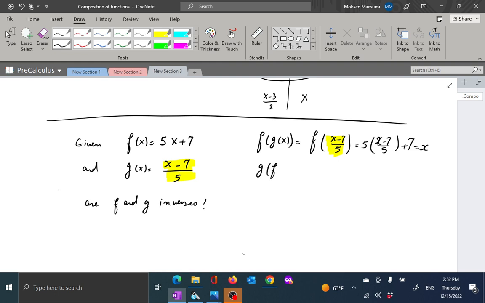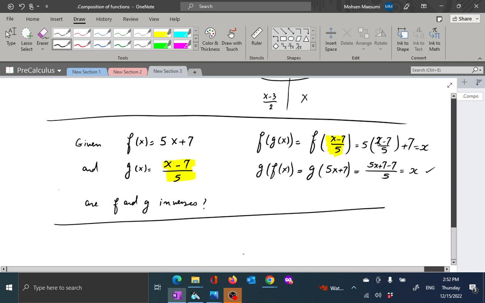How about the other one? G of f of x, that has to be x as well. G of, what is f? F is 5x plus 7. What does g do? G subtracts the 7 from whatever comes in, subtract 7 and then divide by 5. Again, 7's cancel, 5's cancel, we get the x back. We verified that these two are inverses of each other.